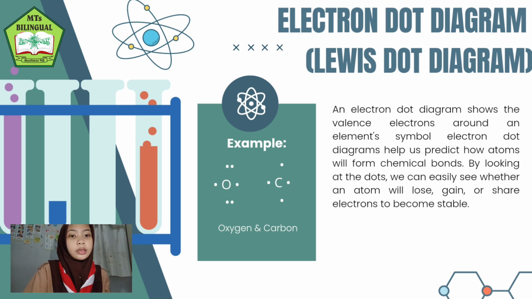And then we go to the electron dot diagram or Lewis dot diagram. An electron dot diagram shows the valence electrons around an element symbol. Electron dot diagrams help us predict how atoms will form chemical bonds by looking at the dots. We can easily see whether an atom will lose, gain, or share electrons to become stable. Example, oxygen O, carbon C.